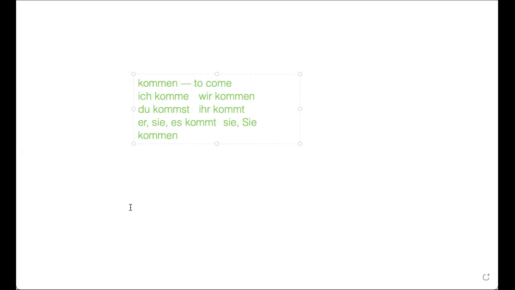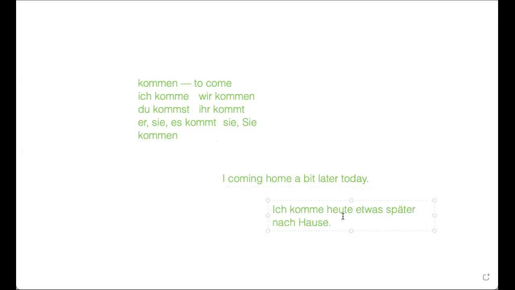Yes sir. Is it clear to you? Now, for example, if I say, I am coming home a bit later today. Listen carefully. What is 'I come'? Tell me. Ich komme. Heute is what? Today. Something later, a bit later: später. What is später? We say 'see you later'. Später is later.